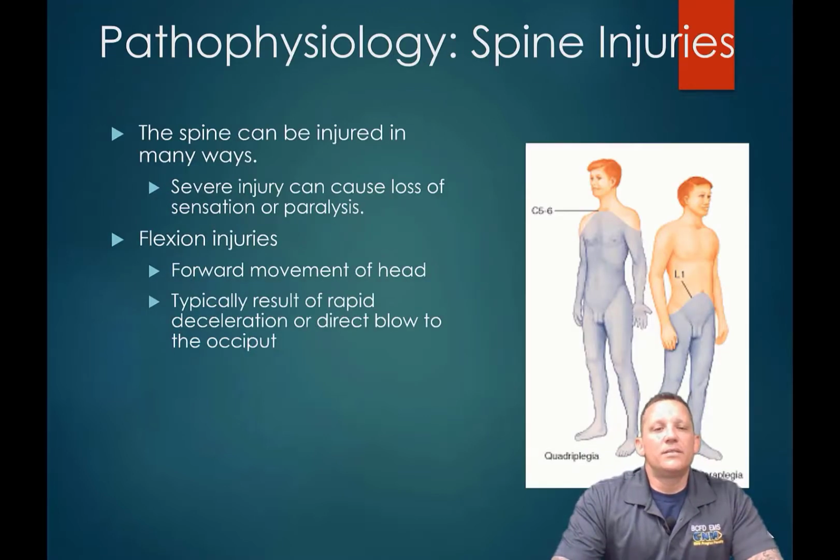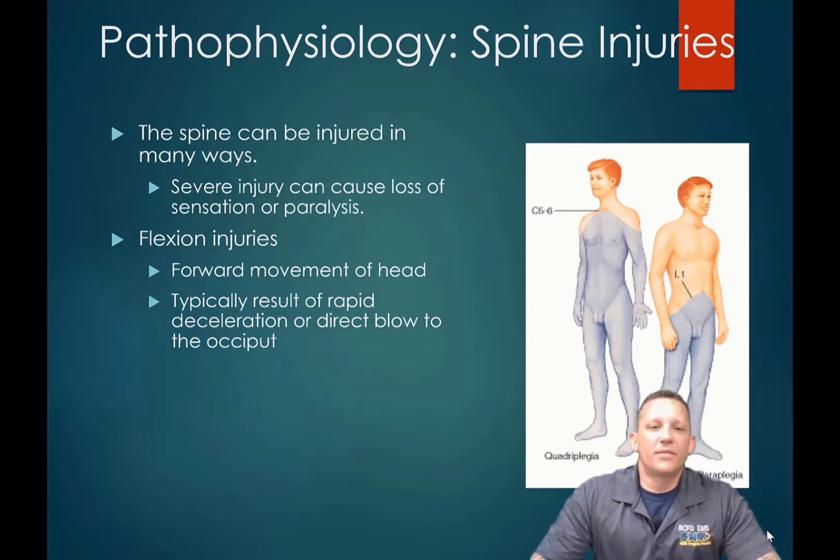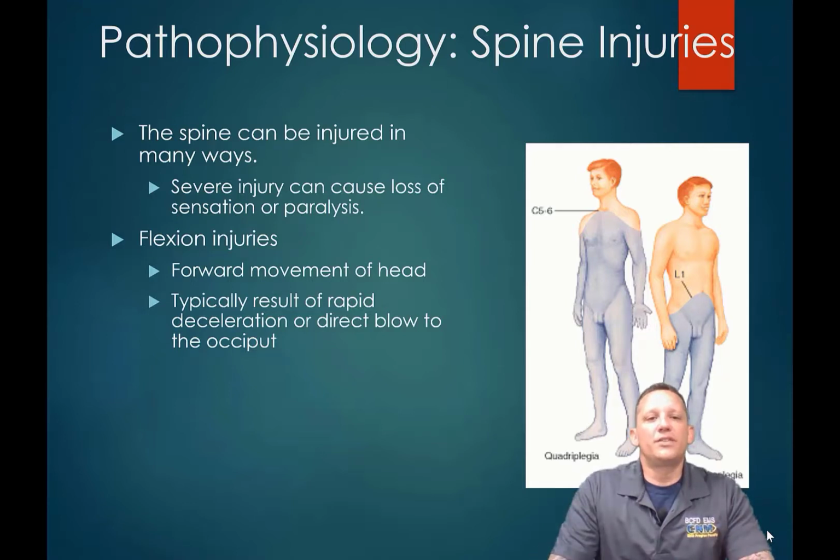Now we're going to move a little bit distal, and we're going to go into spine injuries. The spine can be injured in several different ways, and depending on how severe the spinal injury is, we can have a loss of sensation or motor function, which would be paralysis. We're going to try to divide this into a couple of different injuries, and the first is going to be the flexion injury, and that's the forward movement of the head.